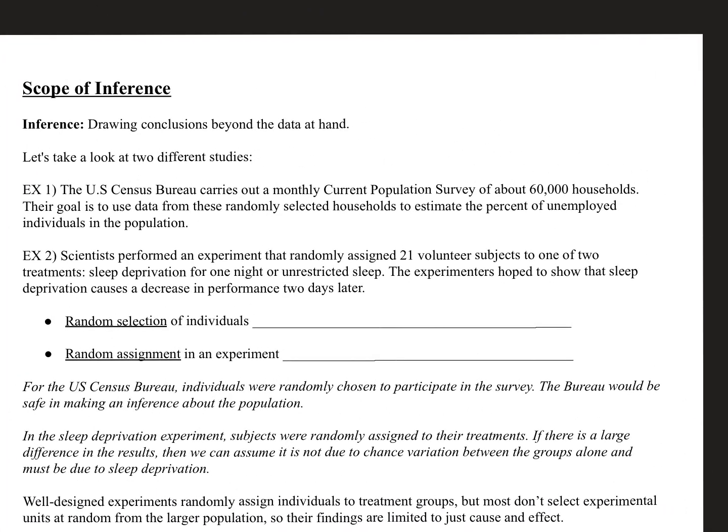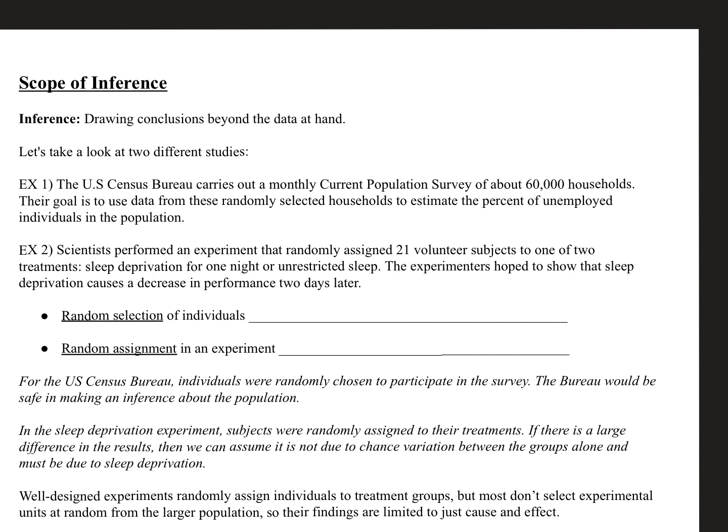All right, so let's talk about how we can make inferences based on the results of our experiment. An inference is drawing a conclusion. So let's look at two different studies here and talk about conclusions we can draw. The first one is that the U.S. Census Bureau carries out a monthly current population survey of about 60,000 households. Their goal is to use the data from these randomly selected households to estimate the percent of unemployed individuals in the population.